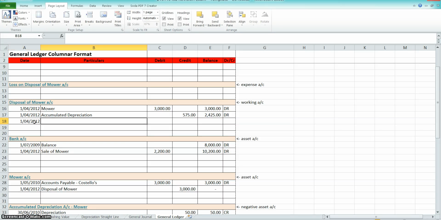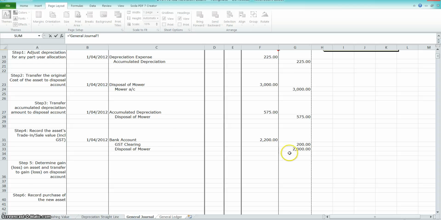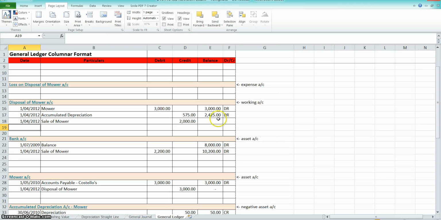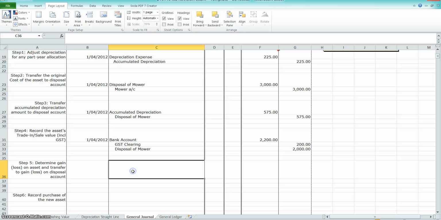Sale of mower, which was $2,000. Okay, which leaves us with a balance of $425 in our disposal account. Alright, now we move on to step 5.